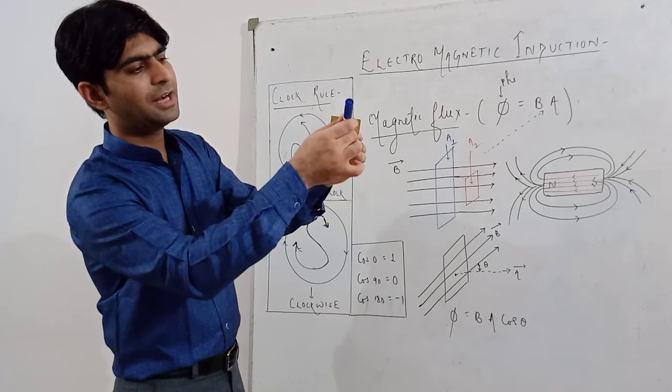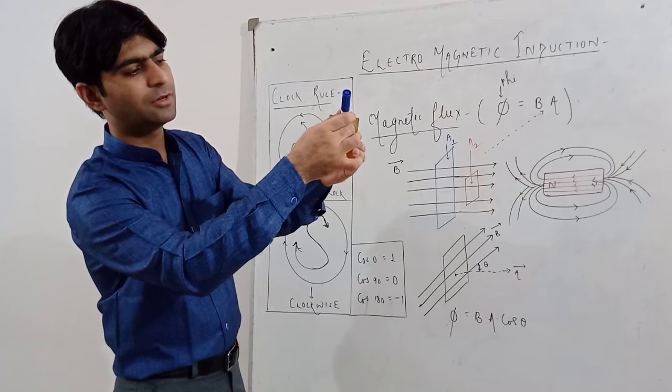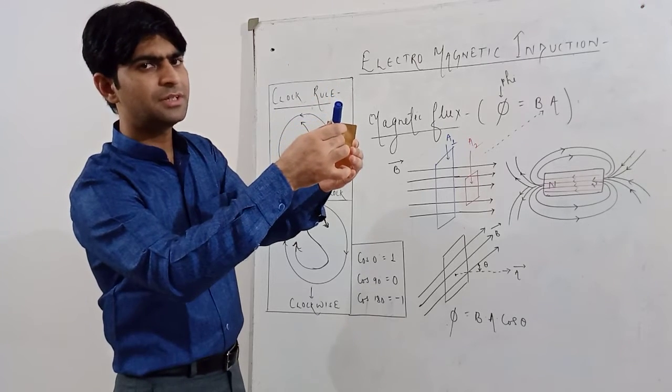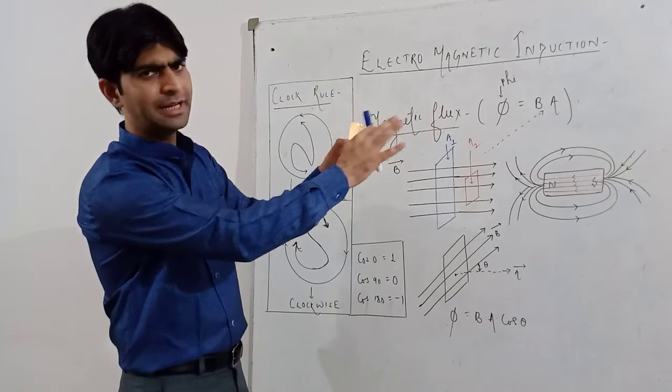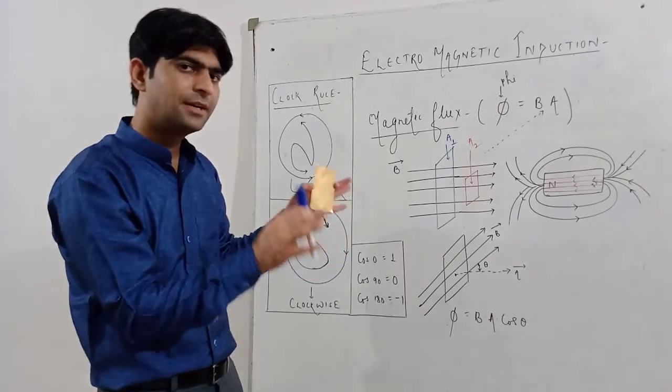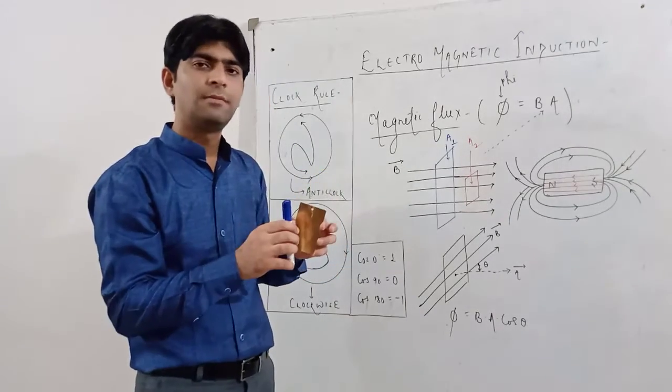There is a possibility that the magnetic field lines may cross like this also, in an angular direction. For class 10 students, this is enough: phi equals BA is the definition of magnetic flux. But when we talk about class 12, there comes an angular parameter also.